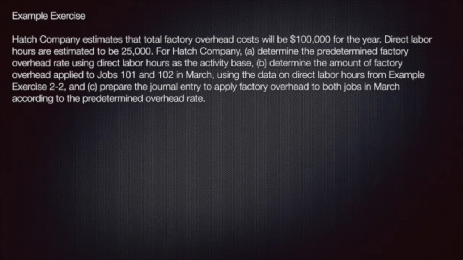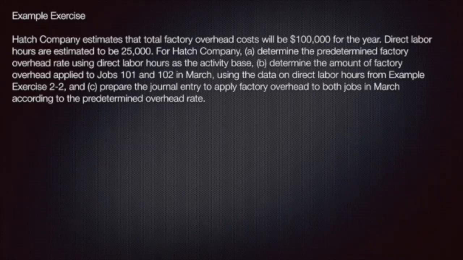Letter B, determine the amount of factory overhead applied to jobs 101 and 102 in March, using the data on direct labor hours from example exercise 2-2. And letter C, prepare the journal entry to apply factory overhead to both jobs in March according to the predetermined overhead rate. So what we do is, we first get A.